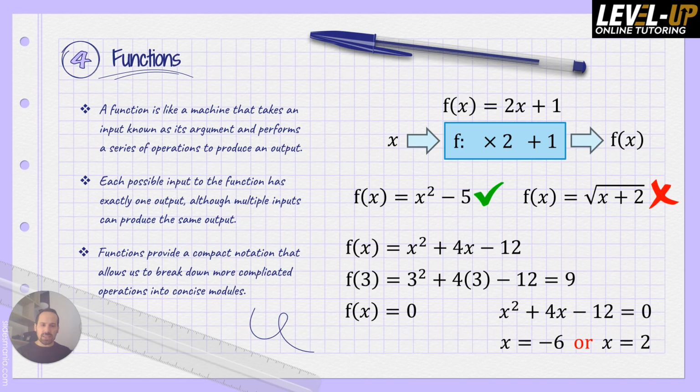And we get two solutions: x equals minus 6 or x equals 2, which is fine. Because remember, each input can only produce one output, but an output can have multiple inputs that produce that output. So here we've got an output of 0. We've got two inputs, x equals minus 6 and x equals 2, that both produce an output of 0. That's fine. It can go that way, just not the other way. So that's functions.